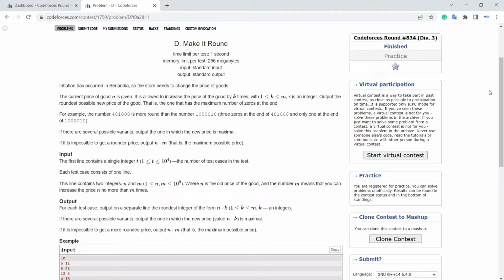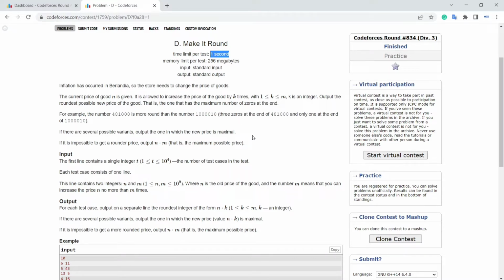The brute force approach is: you have N, you multiply by every number from 1 to M, find the number of zeros after multiplying by that number K, and find the maximum number of zeros. For the maximum, you print out the largest product. But here the constraint is very big, 10 raised to the power 9, so it is not possible to run that brute force approach in 1 second.